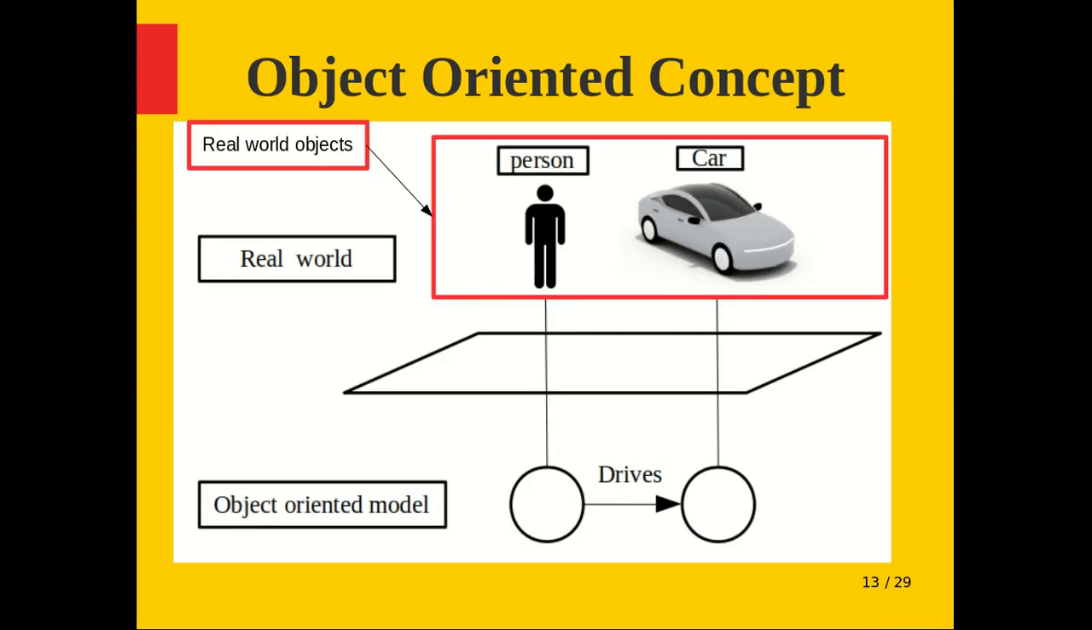Object-oriented concept. In the object-oriented concept, real-world tangible objects such as people, tree, car, which we can touch, and intangible objects such as course, program can be obtained for OOP. In this slide, you can see two objects, person and car. The relationship between these two objects is: person drives car.